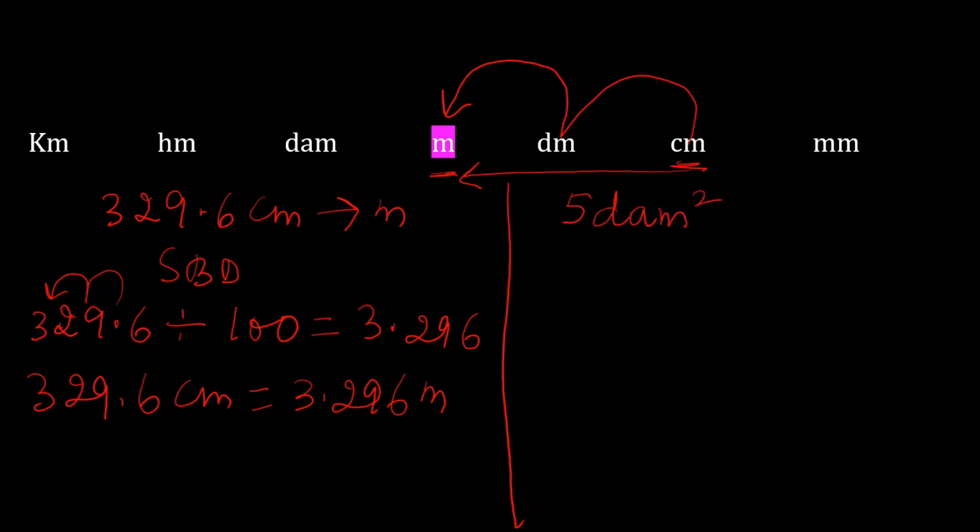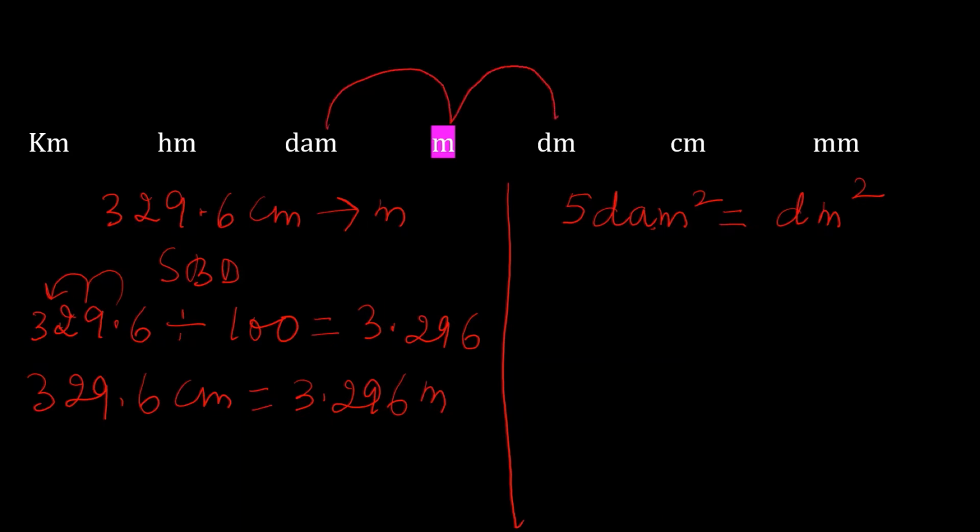Now we have another example. 5 decameter square, we have to convert it into decimeter square. Here it is a square unit we have to convert, so only one thing you have to remember. First of all, you just follow the same steps. You have to convert decameter to decimeter. Decameter is a bigger unit and decimeter is a smaller unit. So big to small, BSM. So first write BSM. You have to multiply.